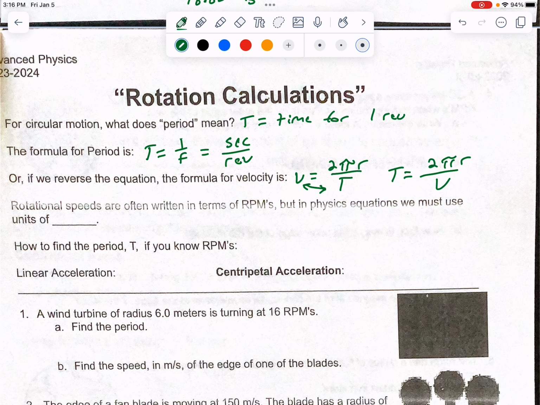Rotational speeds are often written in RPM, that's rotations per minute. But in physics equations, we must use units of velocity, which is meters per second. So how do we find our period if you know RPMs? There's 60 seconds in a minute, so we can find our period by taking 60 seconds and dividing it by the number of rotations per minute. Okay, so there's another equation on how to find T. There's lots of ways you can do it. You've got this one, this one, this one, and this one. It doesn't matter which one you use, it just matters what you have. If you don't have some of those, that means you can't use all of these. It just depends on what you have.